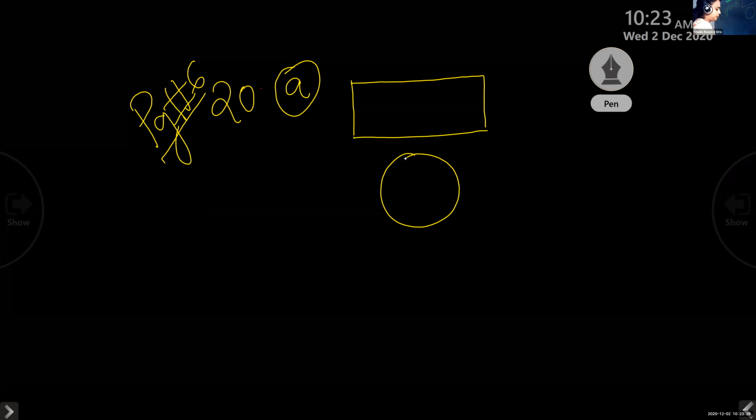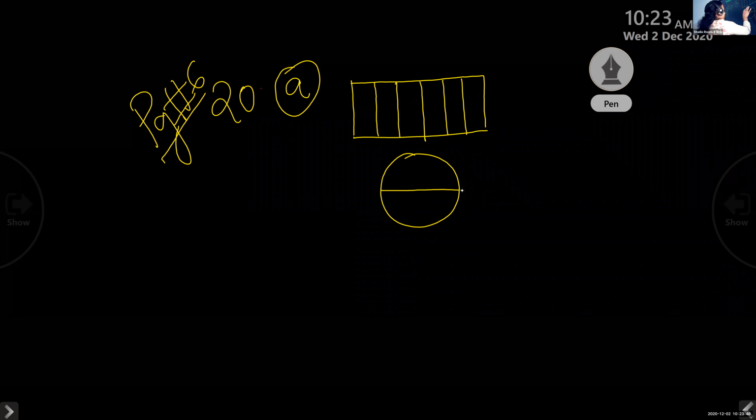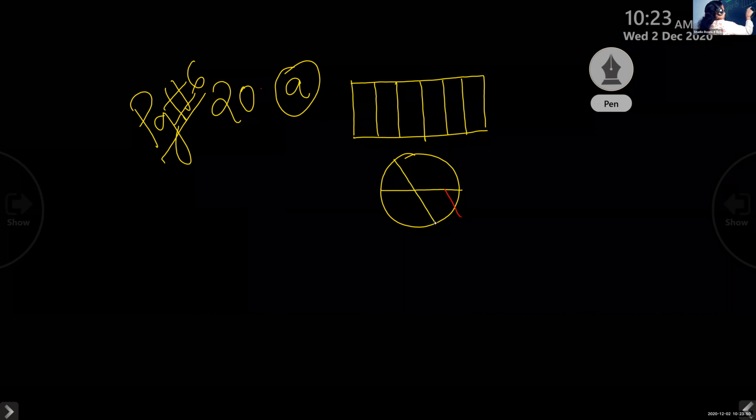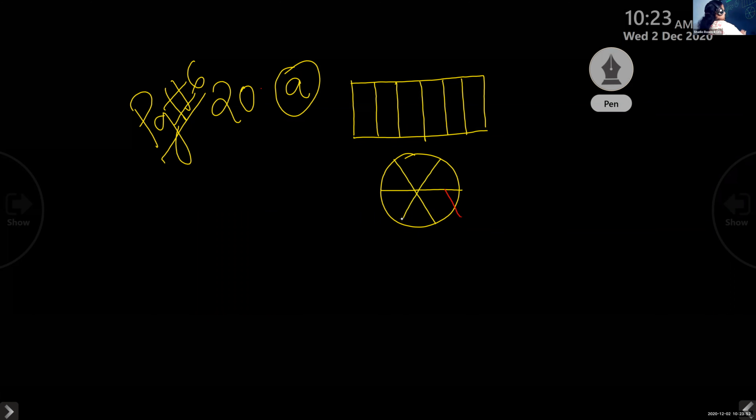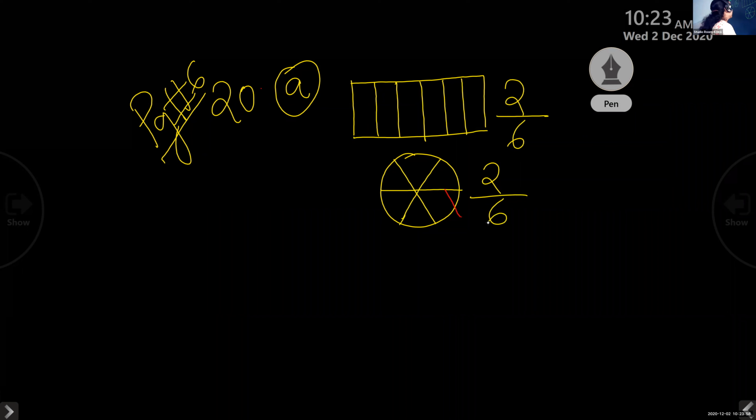Write it fast. We also have to write what we had to do. How we have done 1, 2, 3, 4, 5, 6 parts. Now, in the next figure also, children, you have to draw 6 equal parts. Now 2 by 6 you have to do. So how many pieces do you have to cover?